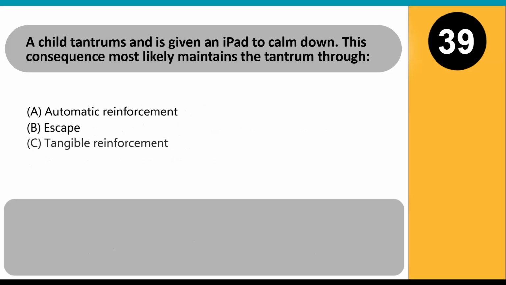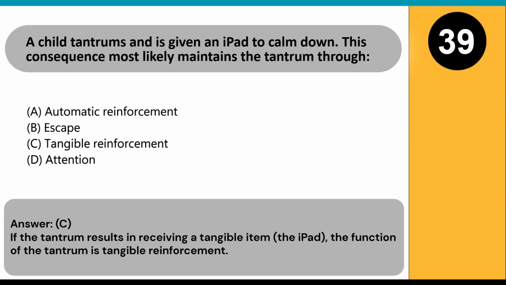frame. A child tantrums and is given an iPad to calm down. This consequence most likely maintains the tantrum through A. Automatic reinforcement. B. Escape. C. Tangible reinforcement. D. Attention. Answer C. If the tantrum results in receiving a tangible item, the iPad, the function of the tantrum is tangible reinforcement.